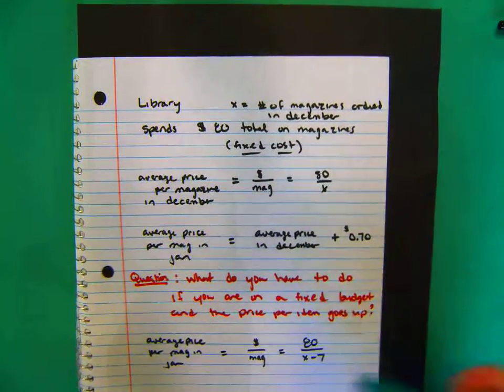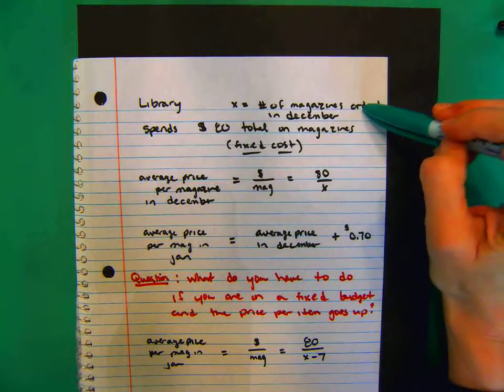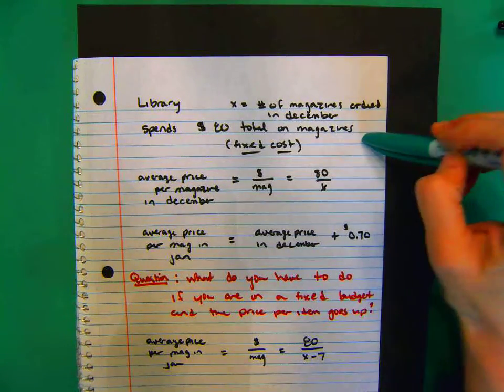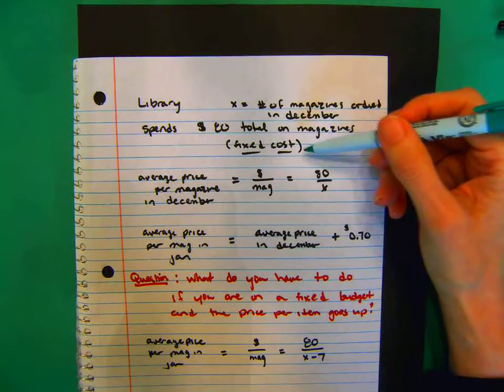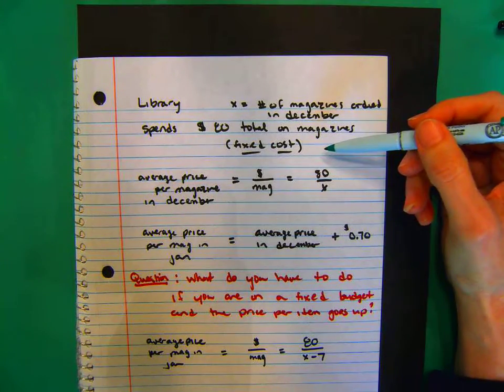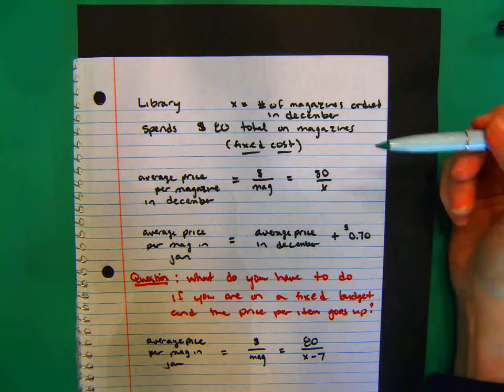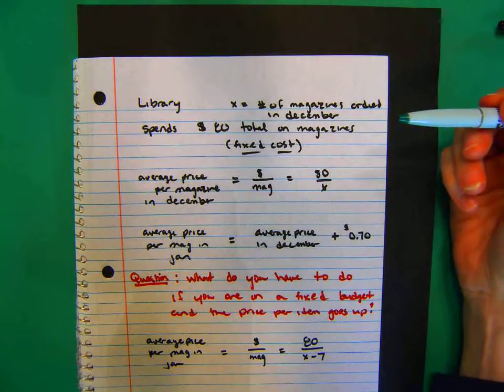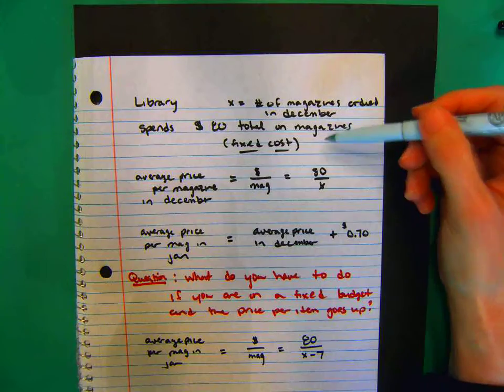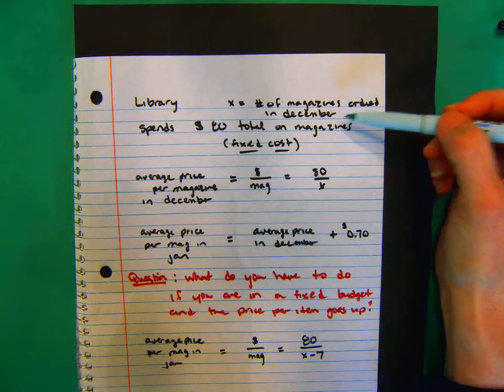The library ordered X number of magazines in December, and they spent $80 total on magazines, and that's a fixed cost. It doesn't say it really clearly in there, so you might have to point that out because they have $80 to spend on magazines, and that's all they have. They're not going to just throw in more money later. $80 is what they have. And so they bought X magazines in December.